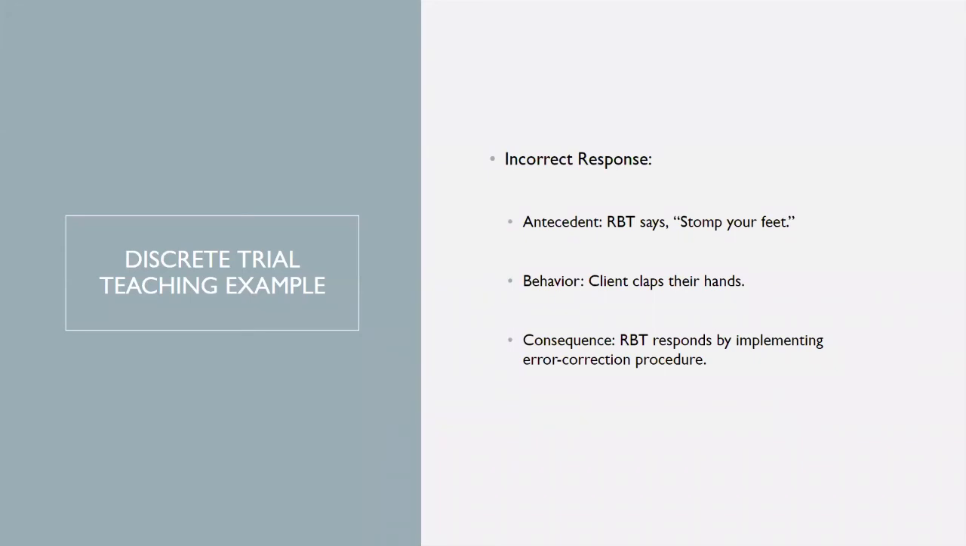Here's an example when the learner incorrectly responds during discrete trial teaching. As you can see, when the RBT delivered the SD, stomp your feet, the client responded with an incorrect response by clapping their hands. In this scenario, the consequence of this incorrect response would most likely be the RBT implementing an error correction procedure by representing the SD and jumping in with the most appropriate prompt for that client.